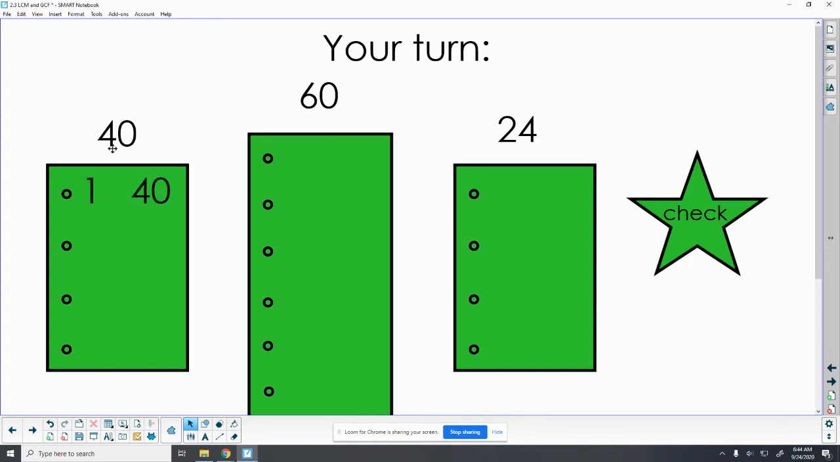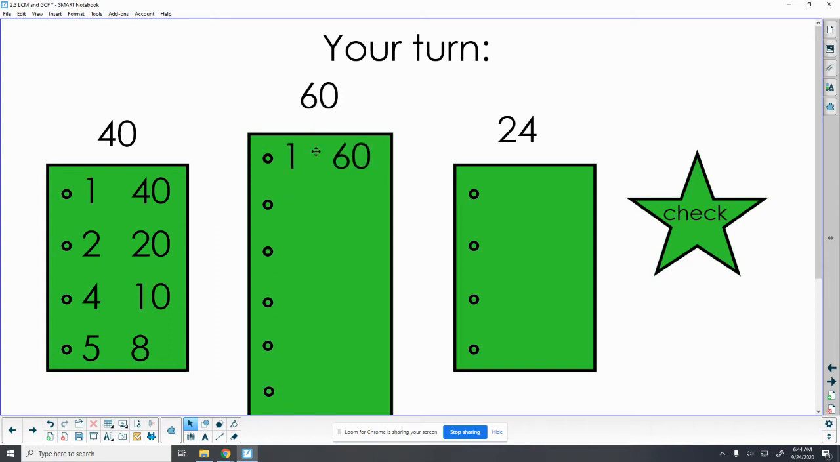Okay, 40 has 1 and 40, 2 and 20. I know 3 can't, 4 and 10, 5 and 8, 6 can't, 7 can't. There's 8, so I know I'm done. Okay, 60 has 6 pairs of factors. Were you able to get them all?